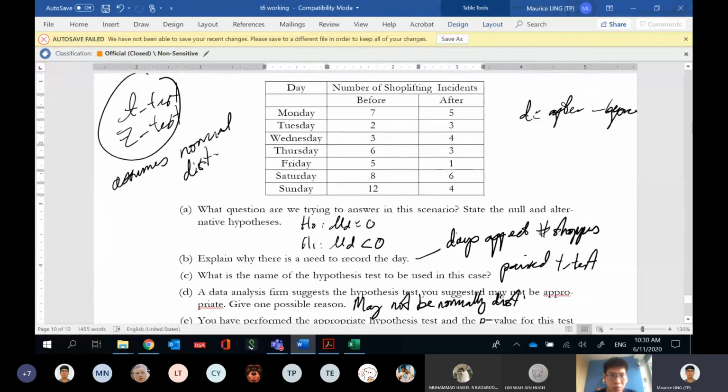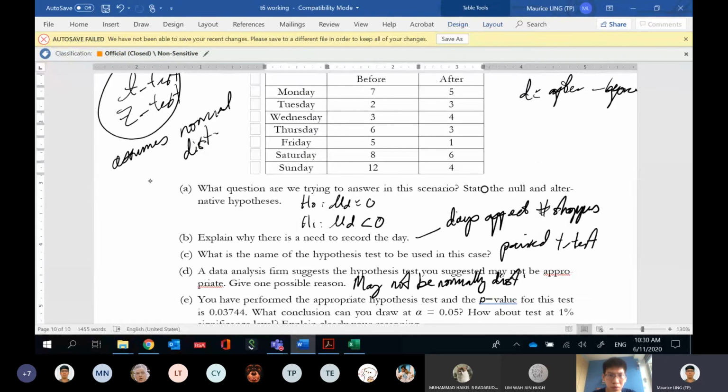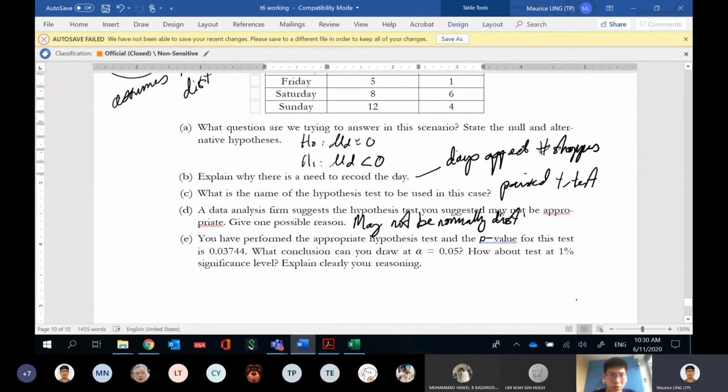So actually, in order to check for normal distribution, there is this thing called a normality test.